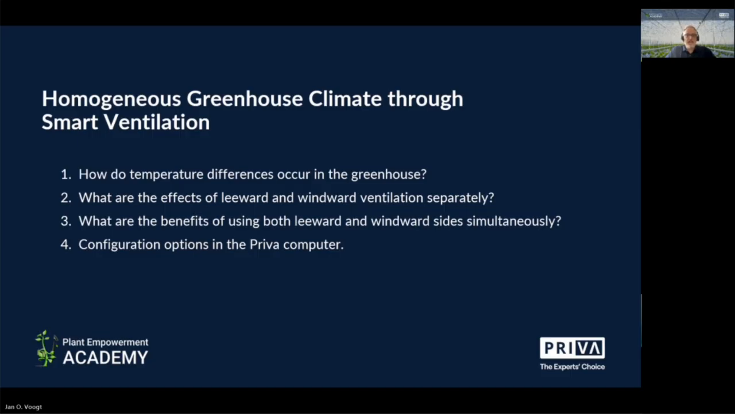So what are we going to cover today? Essentially, today's session, we're going to be covering homogeneous greenhouse climate through smart ventilation. And we have four major points. How do temperature differences occur in the greenhouse? What are the effects of leeward and windward ventilation separately? What are the benefits of using both leeward and windward sides simultaneously? And then lastly, configuration options in the Priva computer. So the first 3 points are going to be presented by Mr. Jan Voogd, and the last point will be presented by Mr.